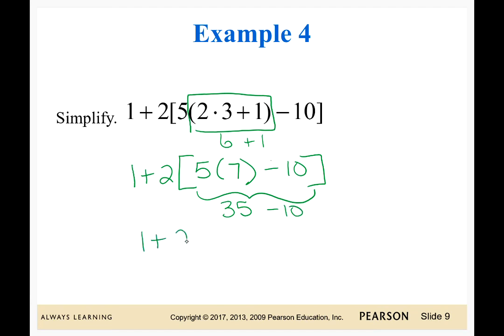So I'm going to rewrite the problem now that I have simplified inside those square parentheses. So again, now these square brackets, they mean multiply now. They no longer mean grouping because we've done all that simplification inside. So I need to do this multiplication right here. 2 times 25 is 50. So 1 plus 50 is what I'm left with, and 1 plus 50 is 51. So there is my final answer. These can be a little confusing, so make sure that you always start from the inside grouping symbols and work your way out.